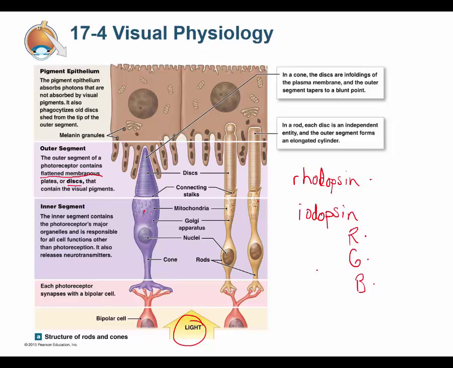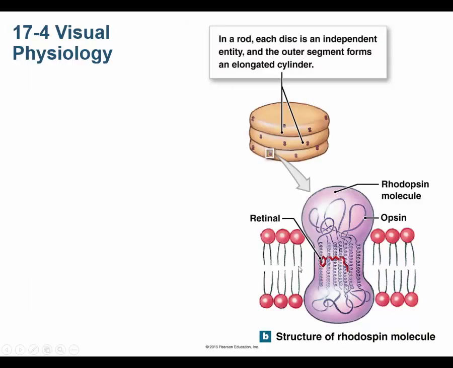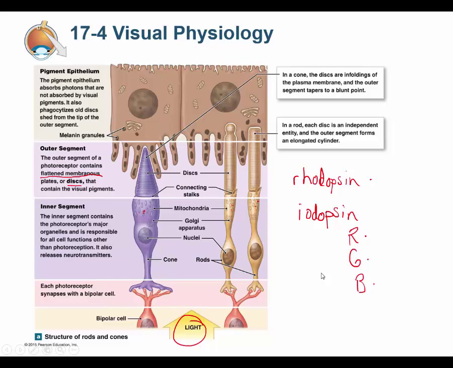Okay, so let's get going with what happens here. This is showing you the flattened discs. Let me go back and show you where the flattened disc is. The flattened discs are in these parts of the rods and cones. You can see them there.